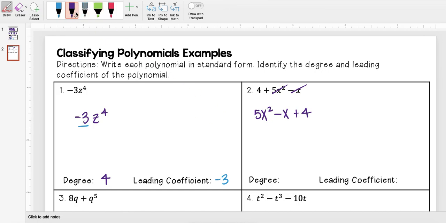Now I need to determine my degree and leading coefficient. Well, my degree is just my highest exponent, so that is 2. Leading coefficient, that is my number out in front, so that is 5.